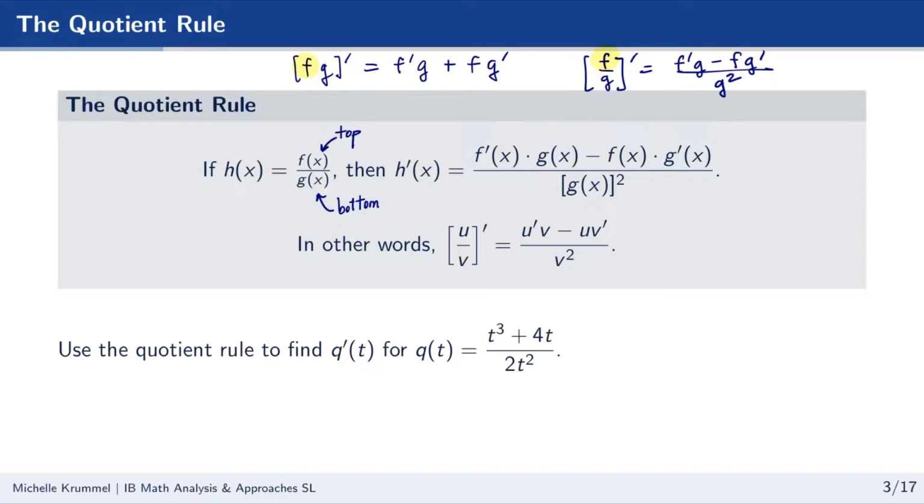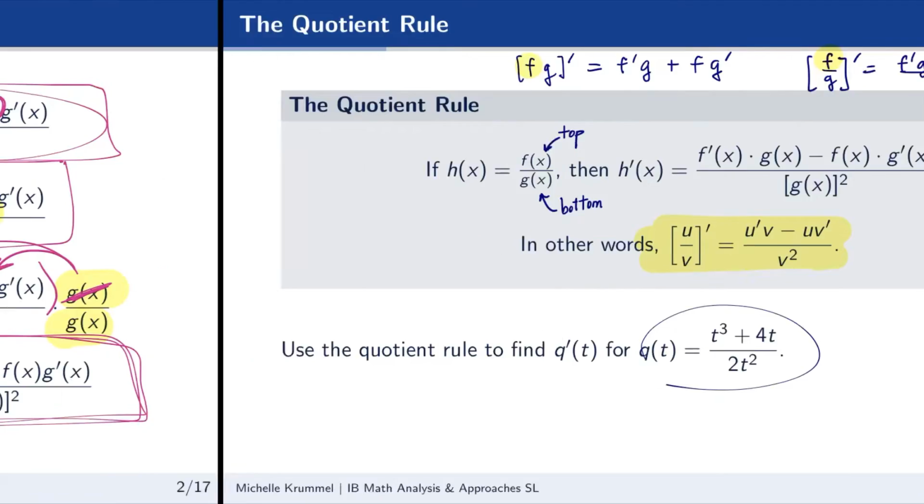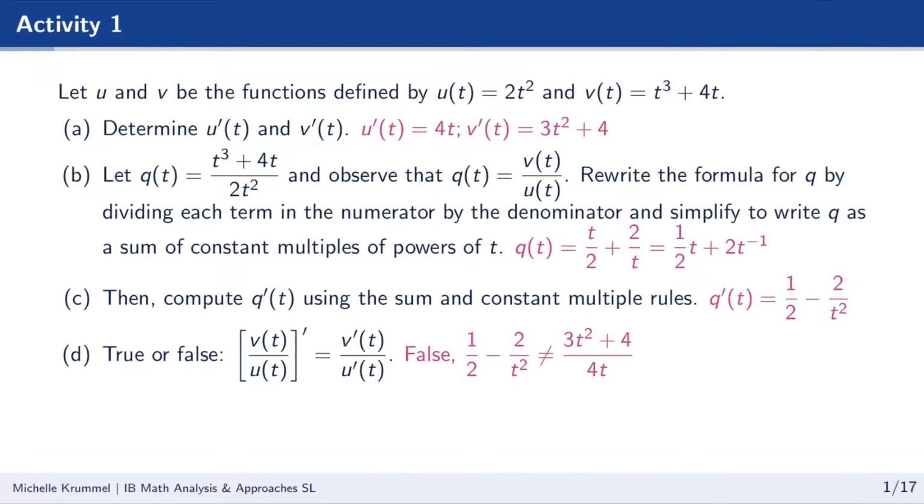Here's just another way to write the quotient rule using letters other than f and g, because of course functions can be called by other names, but it's really the same rule. Let's look at an example. Use the quotient rule to find q prime of t if q equals the quantity t cubed plus 4t over 2t squared. Now this is the same function, by the way, that we saw in this last problem here.